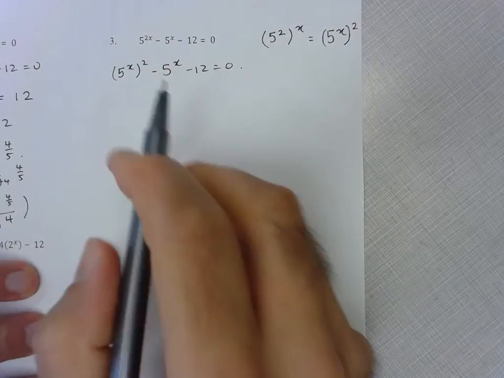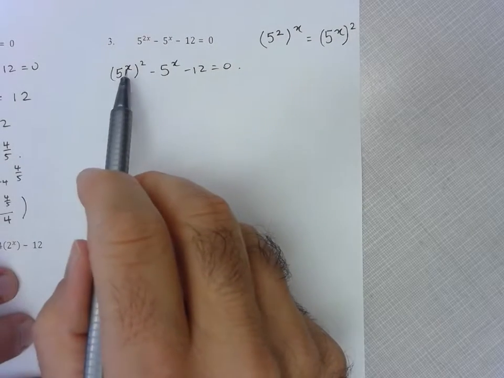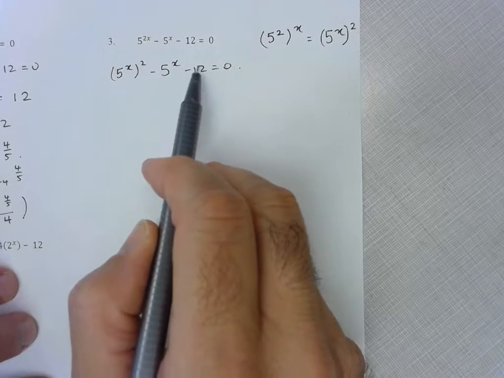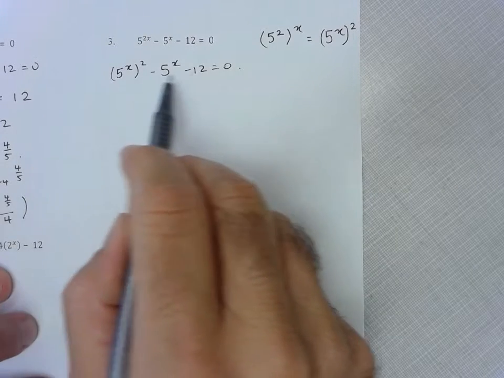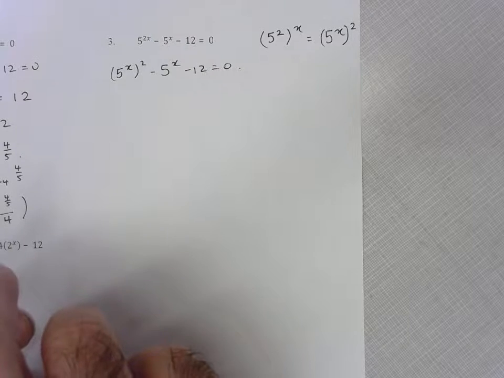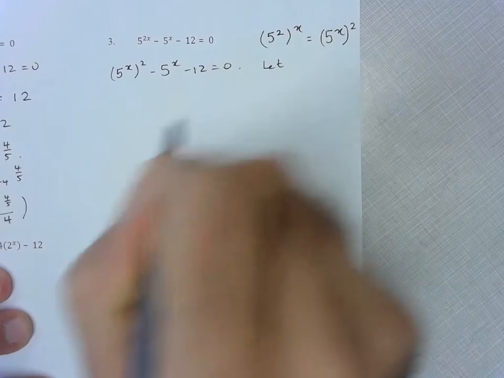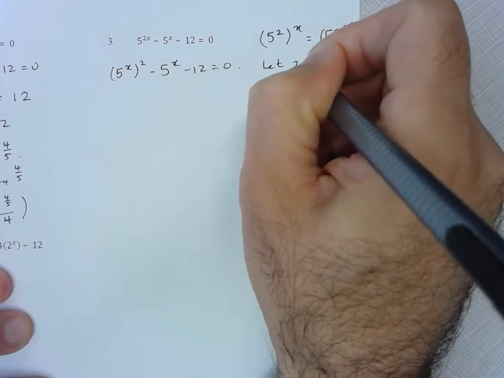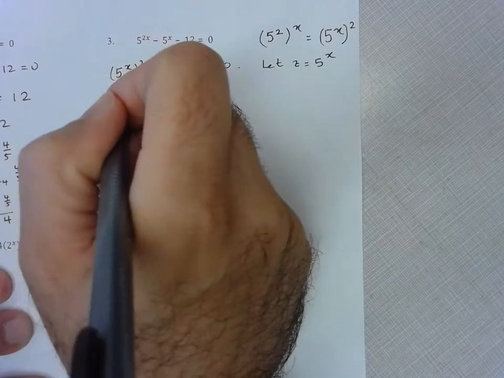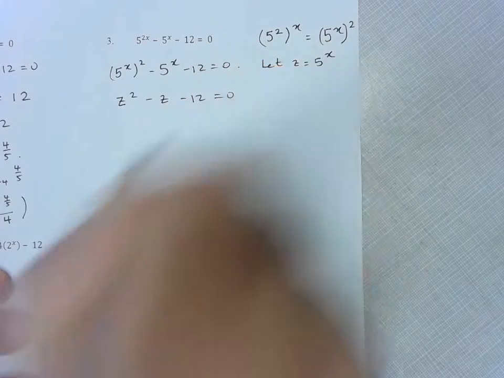Okay, so now let's take a look at this expression here on the left, and I realize that I have a squared term minus a non-squared term minus some constant. So I'm hoping you're going to see that this looks a lot like a trinomial, in fact a quadratic trinomial. Okay, and so what I'm going to do is I'm going to use an old trick to help me see that a little more clearly. So I'm going to make some new variable z be equal to my power 5 to the x. And so this can be rewritten as z squared minus z minus 12 equals 0.